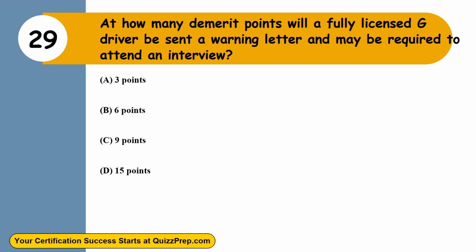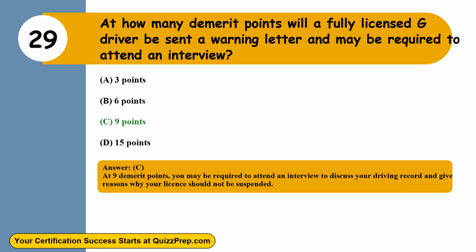Question 29. At how many demerit points will a fully licensed G driver be sent a warning letter and may be required to attend an interview? Option A, 3 points. Option B, 6 points. Option C, 9 points. Option D, 15 points. The correct answer is option C, 9 points. At 9 demerit points, you may be required to attend an interview to discuss your driving record and give reasons why your license should not be suspended.